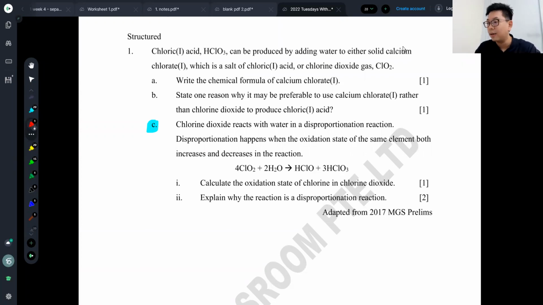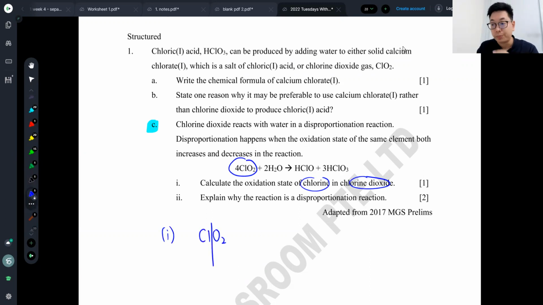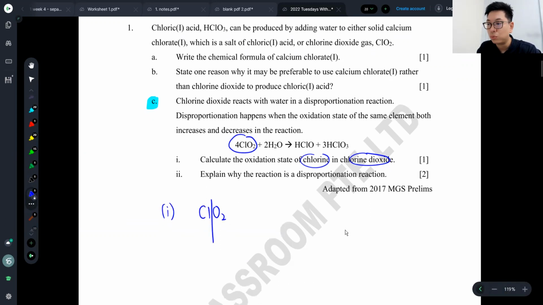Okay, so some are a bit stuck, right? Because I see some question marks in the Zoom chat box. So calculate the oxidation state of chlorine in chlorine dioxide. So this one is a bit strange, okay. Part 1, ClO2, split into elements. Now, oxygen is always -2. Minus 2 times 2 is -4, so this one must be +4. That's it.